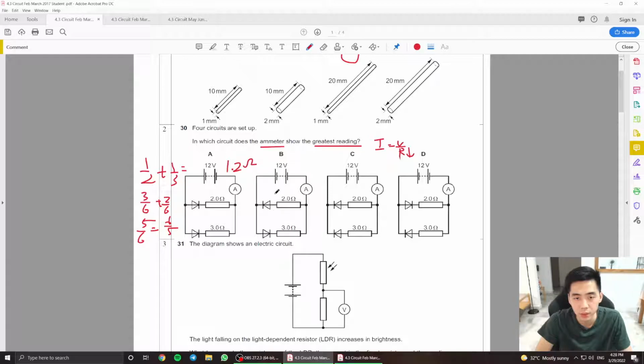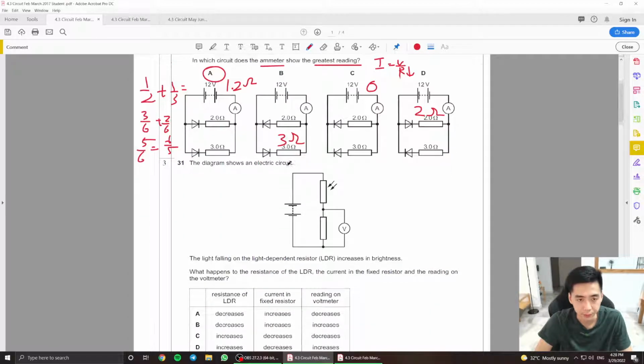Here the resistance, since this diode blocks the current, can only flow here. So there's a total of 3 ohms here. This current is unable to flow through any of the resistors, so there's a 0 ohm here. And the current is able to flow through here, which is obviously the 2 ohms, right? So looking at these 4, C, even though it has the smallest resistor, is not going to have any current because it has 0 resistance. So A is the only logical answer here.